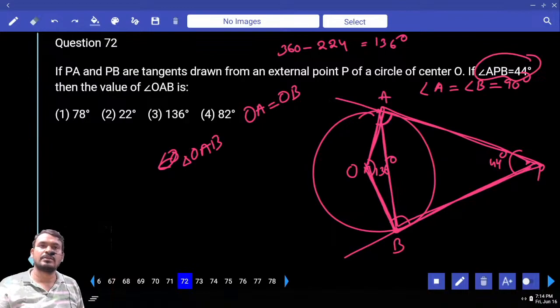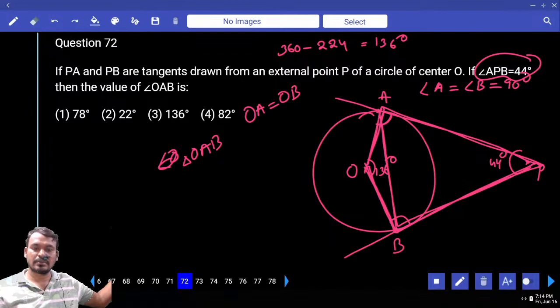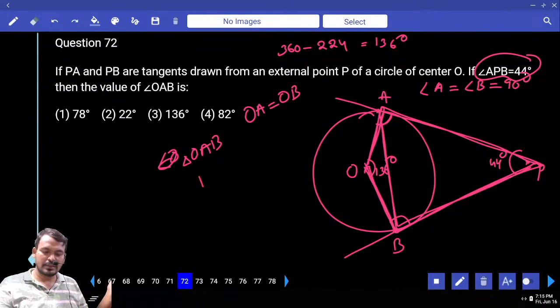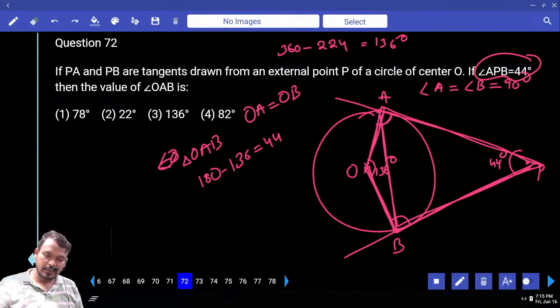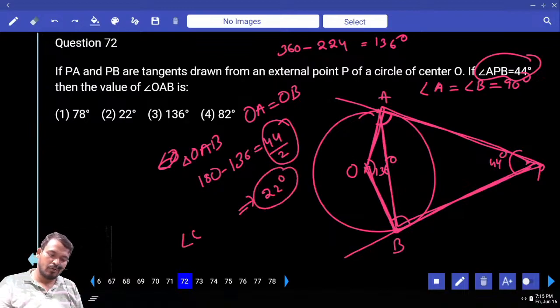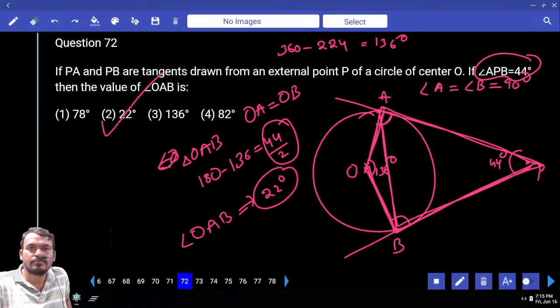In this triangle, what is the sum of the angles? 180. In that, O value is already 136. And OA and OB are equal value or different value? Equal value. Out of 180, 136 is completed. What is the remaining? 44. That 44 is the sum of A and B. Okay. Means each one is how much? 44 by 2, each one 22. Means angle OAB equal to how much? 22 degrees.